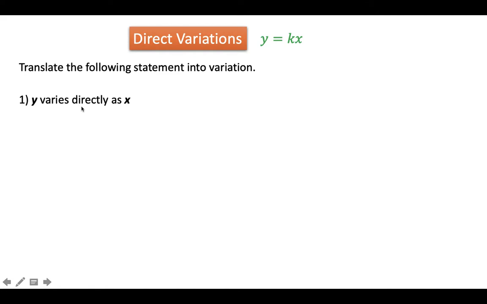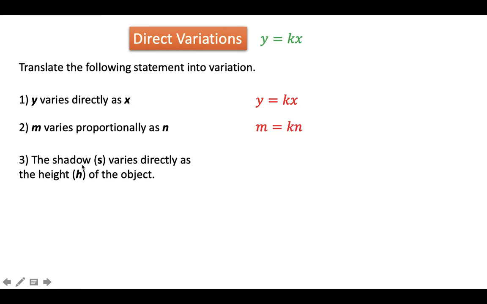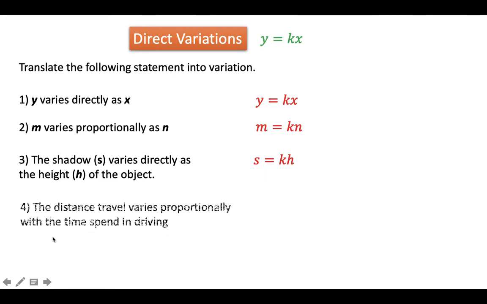So we have a given: y varies directly as x. It is translated into y = kx, and this is our variation. y and x are the two quantities, and k is the constant. Given m varies proportionally as n, it is translated as m = kn. m and n are the two quantities, k is the constant. The shadow s varies directly as the height h of the object, so it is translated as s = kh, where s is the shadow, h is the height, and k is the constant.